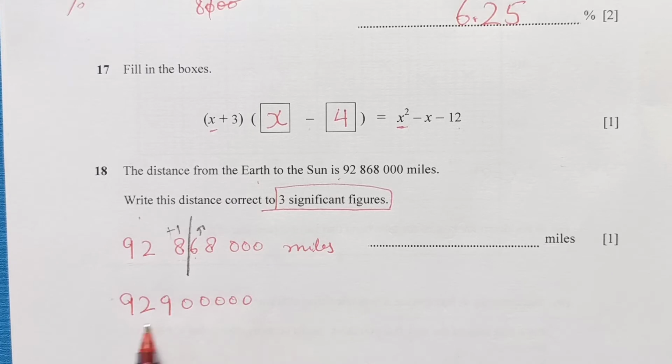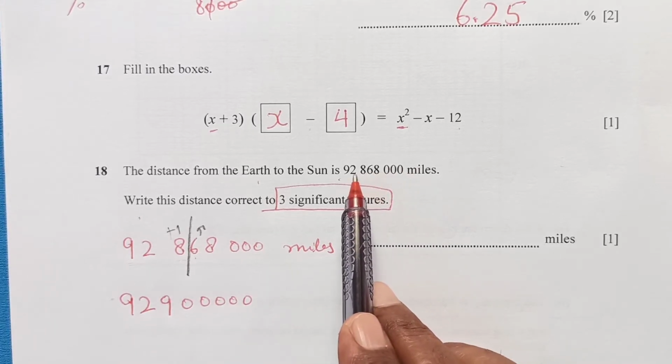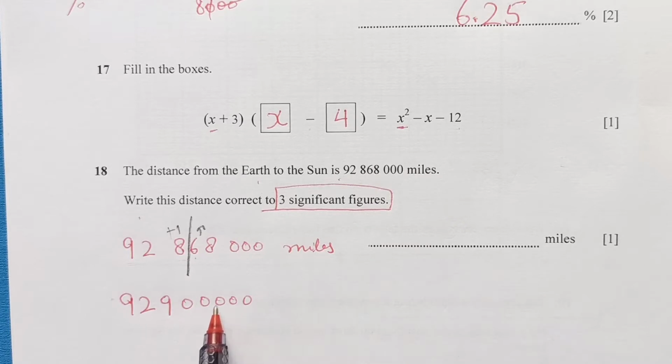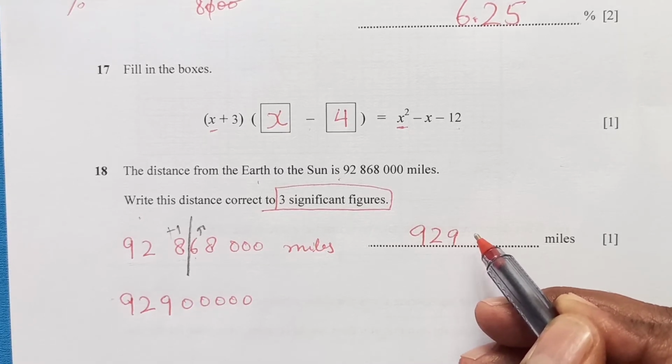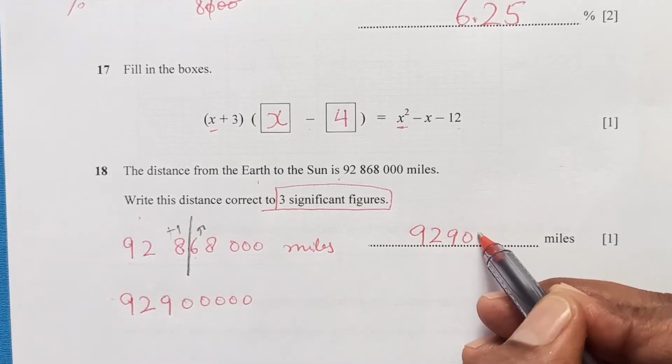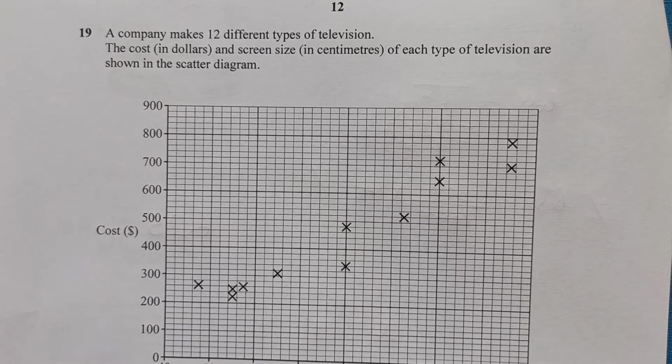Make sure that you don't leave out these digits. So if we have 1, 2, 3, 4, 5, 6, 7, 8 digits, you must have 8 digits. So 929. Then there are 5 zeros. 1, 2, 3, 4 and 5 miles. Okay, now number 12.